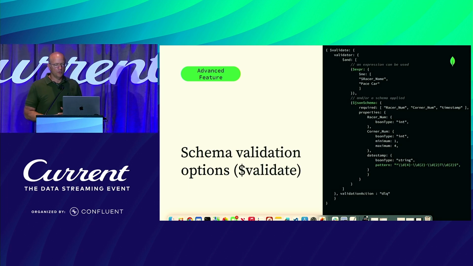When it comes to validation, I did show you some of this, but this is a little bit more complicated one, complex in terms of being able to do logic based off of the data. So here we have a validator. It says, if it's not equal to the pace car of this race car, then apply this JSON schema to it. So there's things you can do that get pretty involved. And of course, the validation action here is to write to the DLQ as opposed to discarding, which was my example.